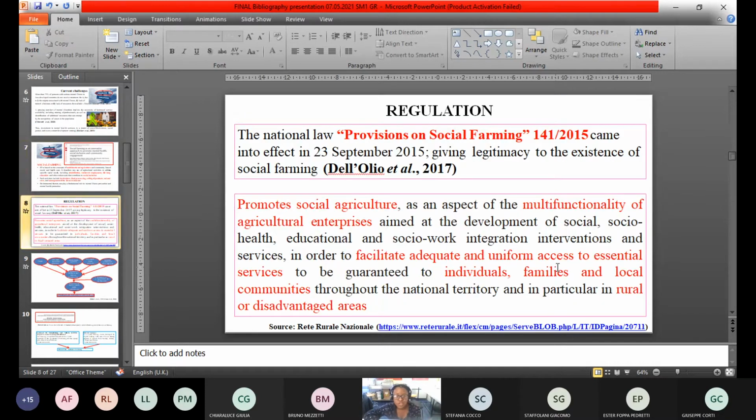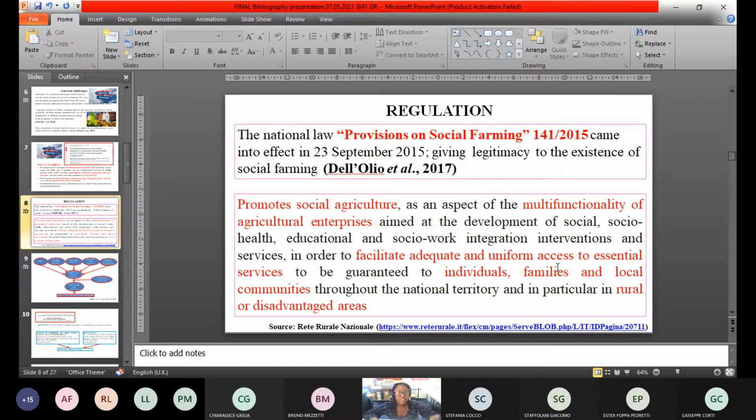There is a regulation that was put forth in the year 2015 called the National Law on the Provisions of Social Agriculture, which came into effect on the 23rd of September in 2015, which effectively gave legitimacy to the existence of social farming, and is meant to promote social agriculture as an aspect of multifunctionality of agricultural enterprise, which is aimed at the development of social health, educational, and social work integration, intervention, and services.